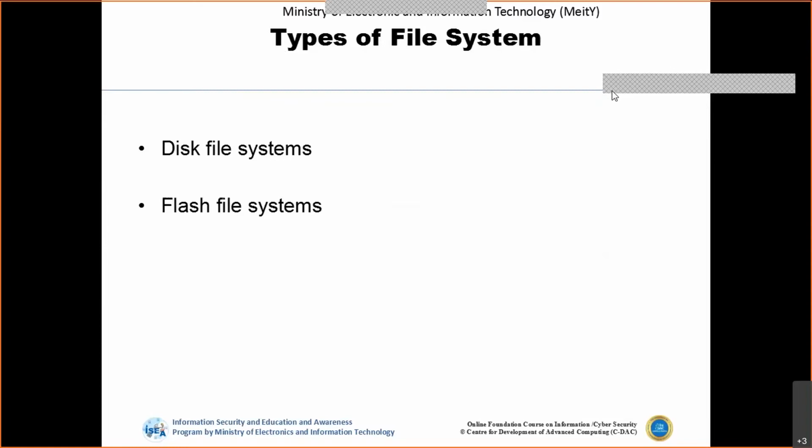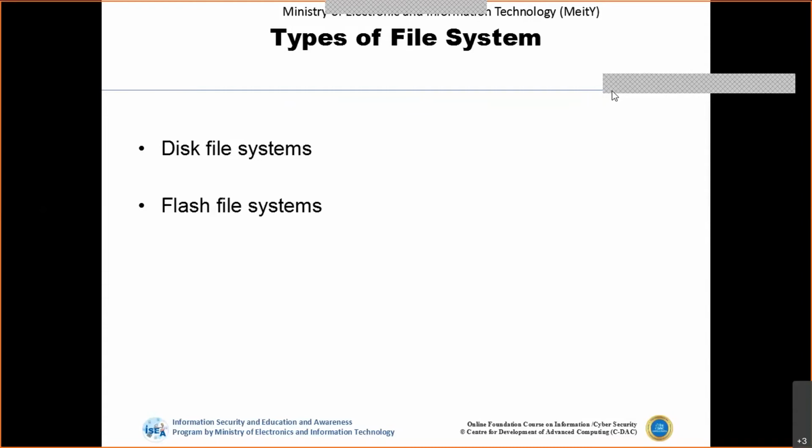Whenever we talk about the disk file systems, the examples include FAT, the file allocation table. We have FAT12, FAT16, FAT32, and we have exFAT. exFAT is one type of file system which is most commonly used between Windows as well as Mac operating systems. And also we have NTFS, specific to Windows. And also we have ext2, ext3, ext4. These are for the Linux operating systems. We have a lot of other operating systems or file systems as well.